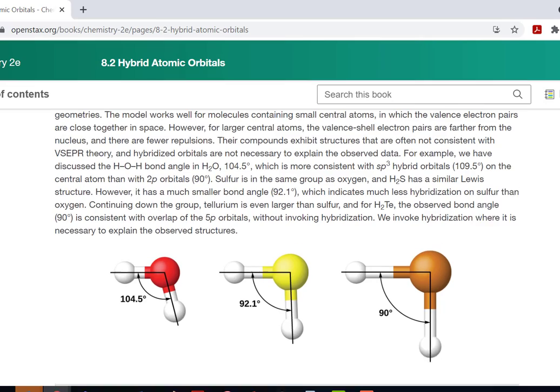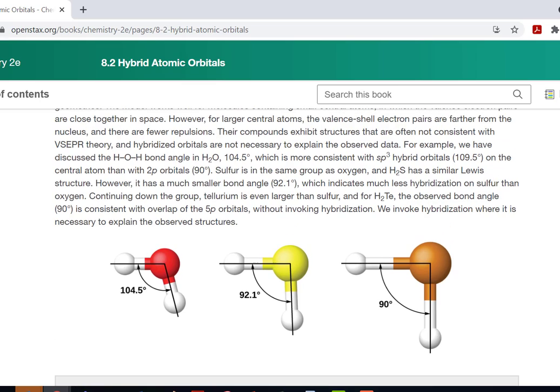You'll notice we haven't talked about double and triple bonds too much here, but we'll discuss in the next video how we account for double and triple bonds using the hybrid atomic orbitals model.